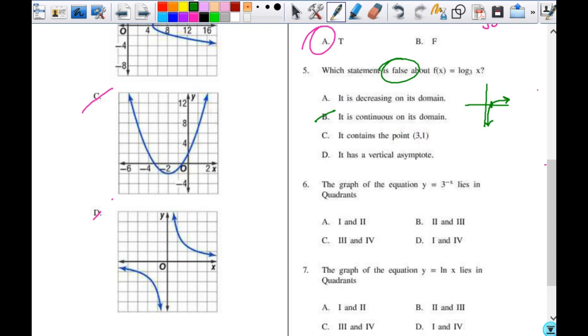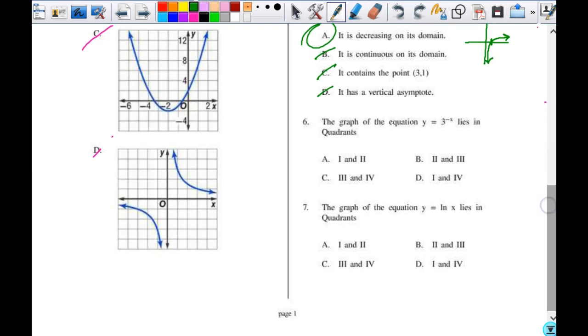It contains the point 3, 1. Okay, so would it contain 3, 1? What happens when you substitute in a 3? Log base 3 of 3 is 1, so the y value is 1, so it totally contains that point. Has a vertical asymptote? Yep, that would be the y-axis, so my answer is A. So I'm looking for the one that's false.